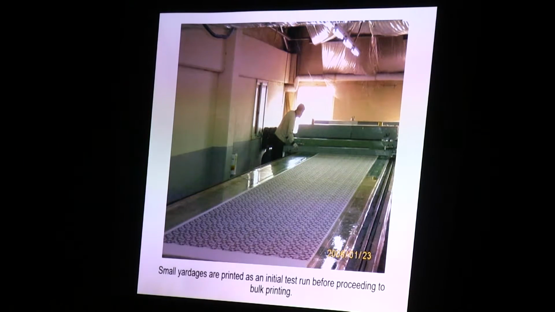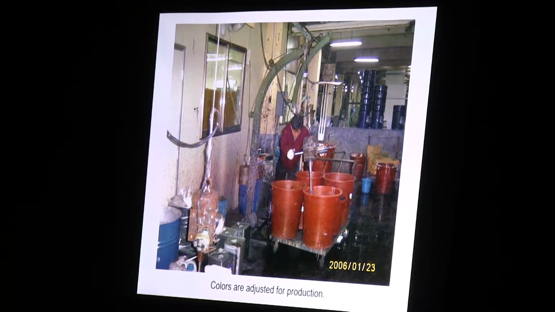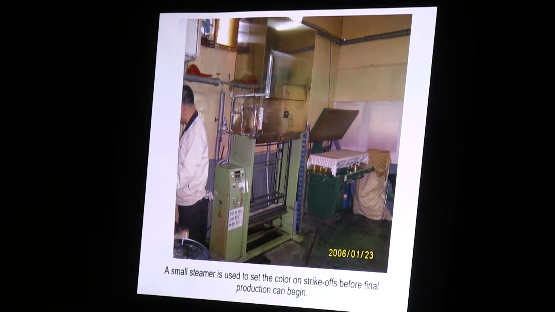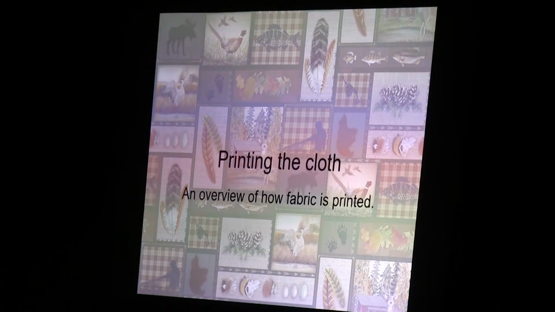Small yardages are printed as an initial test run before proceeding to the bulk printing. The colors are adjusted for production. That looks like a very messy process. A small steamer is used to set the color on the strike-offs before final production can begin. And then printing the cloth. That's also another one of our new fabrics coming out.